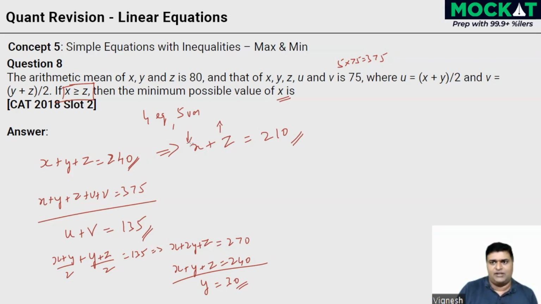What is the smallest I can bring x to? X I can bring smallest to when it's equal to z. If x equals z, then that's going to be the smallest value of x. When x equals z, I'm bringing it to 105 and 105. How? X plus z, both equal, equals 210, half to each. So this is where it becomes equal. If I increase x to 106, this becomes 104. It satisfies, correct? But I want the minimum possible value, and the minimum is at 105 and not 106 or anything more. So 105 becomes the answer for this question.